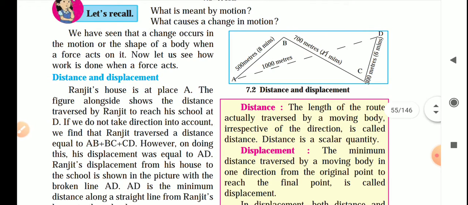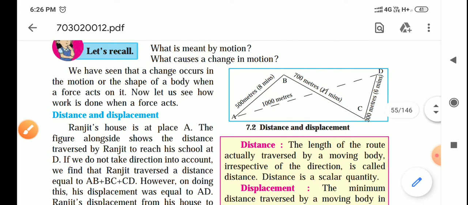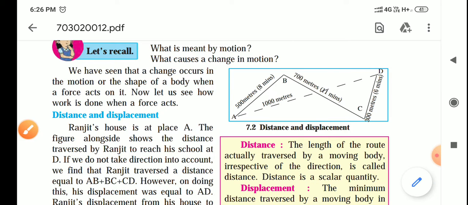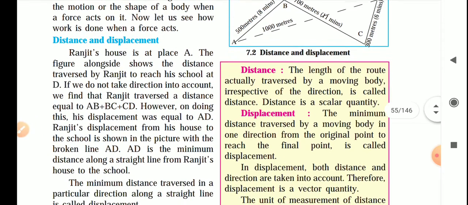The length of the route actually traversed by a moving body, irrespective of the direction, is called distance. So what is the actual distance traversed by Ranjit? It is AB plus BC plus CD. So this will be the distance traversed. Now distance is a scalar quantity, that it has only the magnitude, not direction.